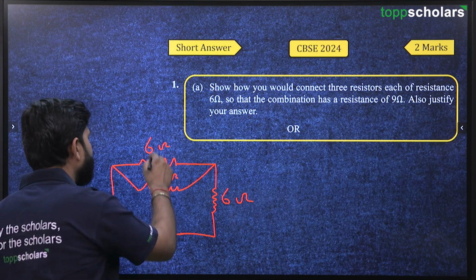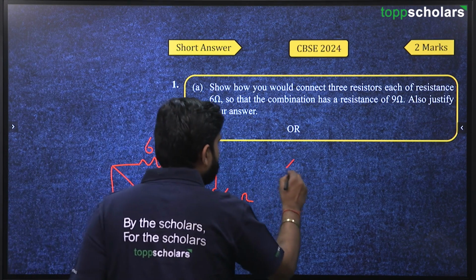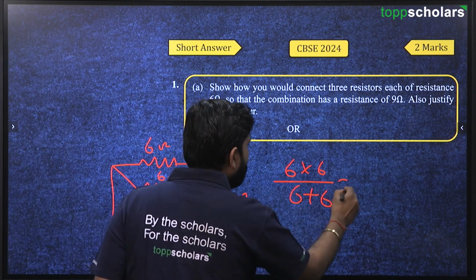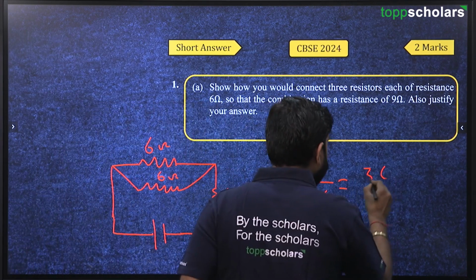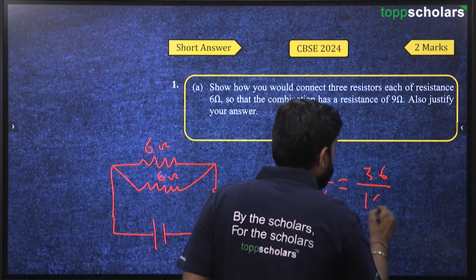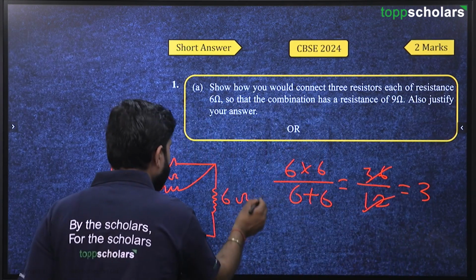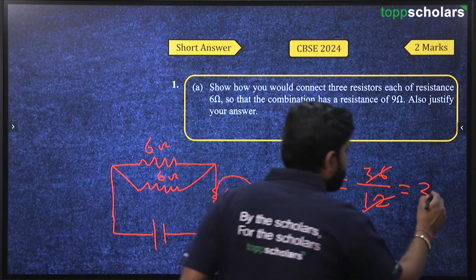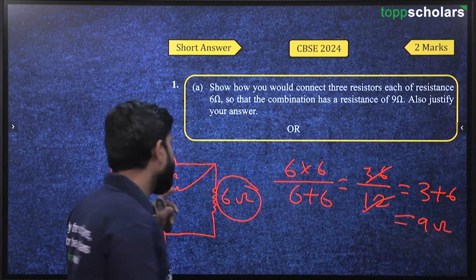How can we get the 2 resistors in the parallel combination? So what we can do for this, 6 into 6, upon 6 plus 6. 6 6s are 36, and 6 plus 6 is 12. When you cancel this, you will get 3 ohm. And we are having 1 resistor in series. So total we will get 3 plus 6, which will be 9 ohm. So we can get it by this as well.